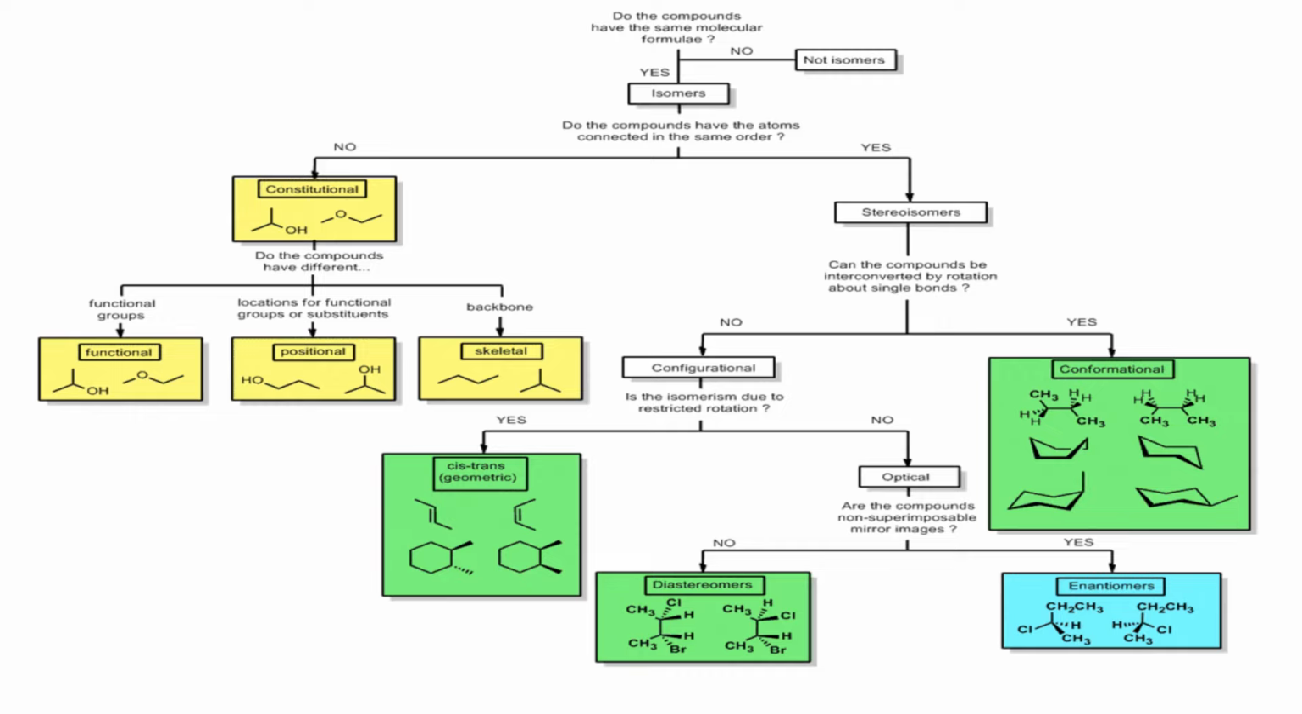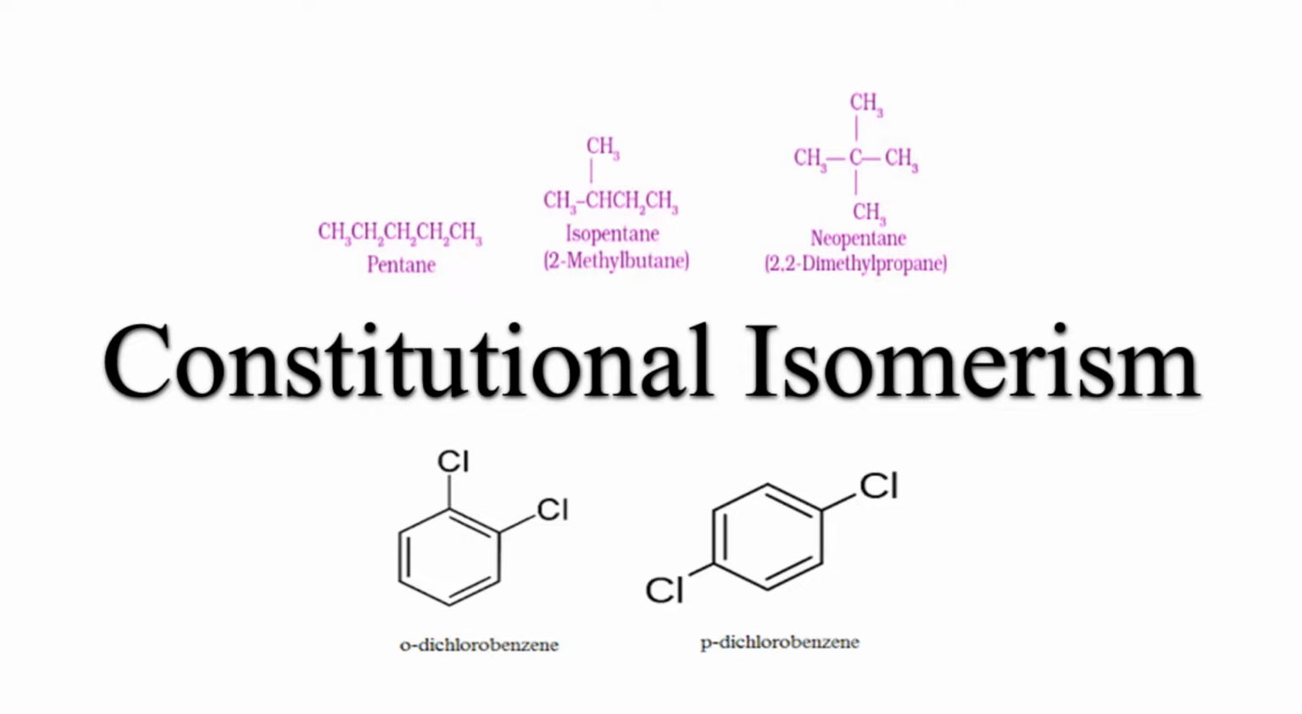Students, this flowchart helps determine the type of isomerism by analyzing molecular structure and connectivity. It distinguishes between constitutional isomers and stereoisomers. Constitutional isomerism involves compounds with the same molecular formula but different connectivity of atoms. Examples include ortho-dichlorobenzene and para-dichlorobenzene.